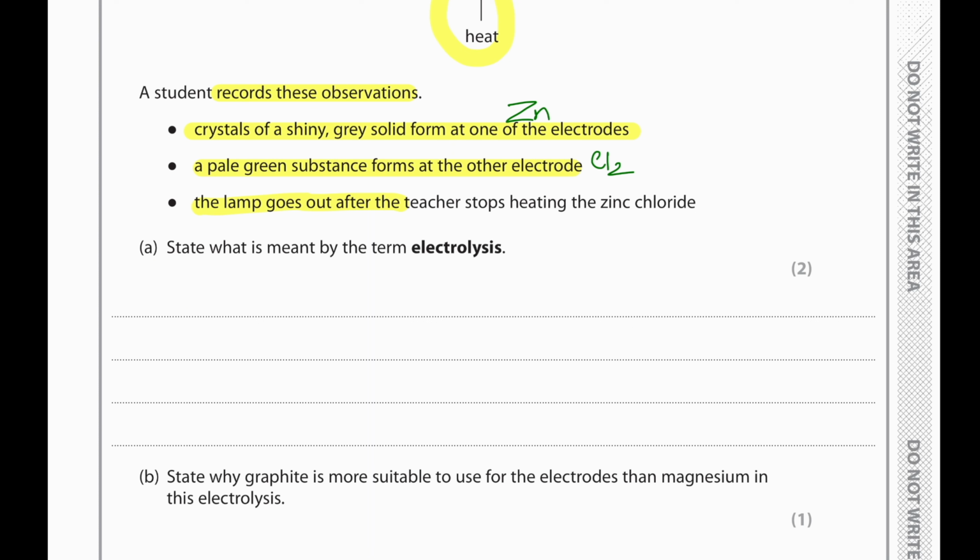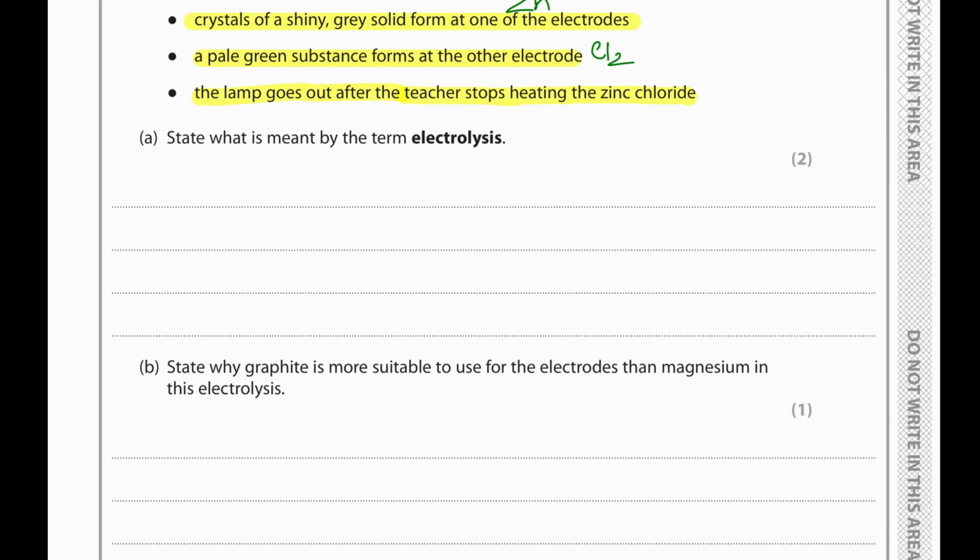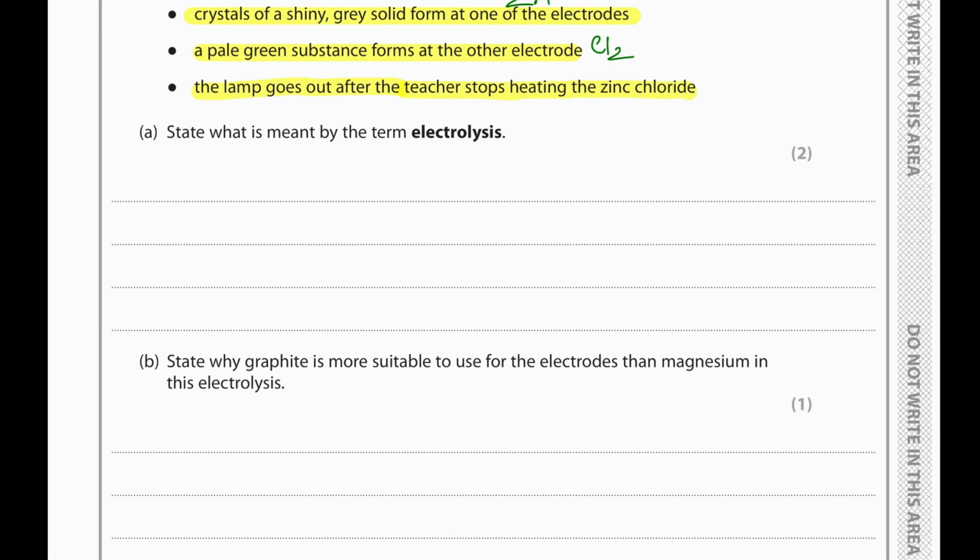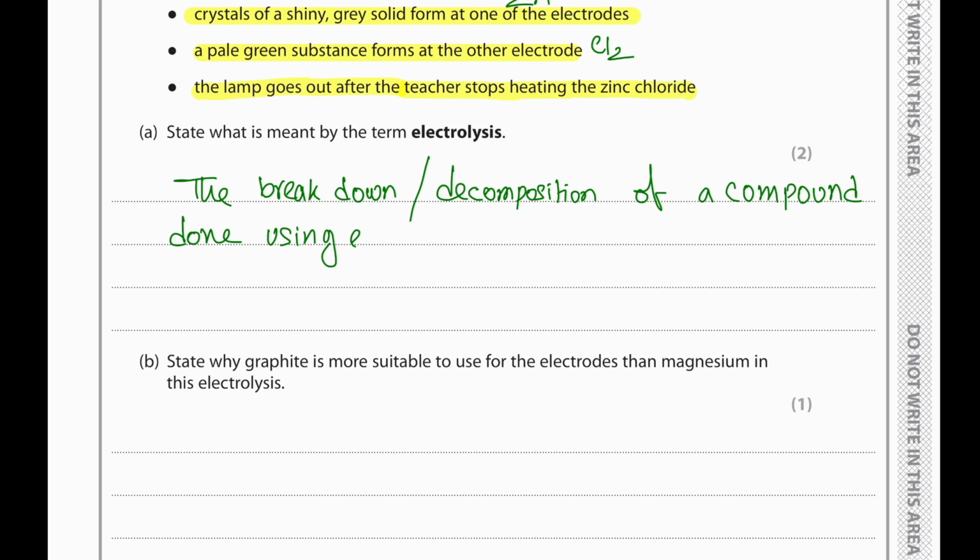The lamp goes out after the teacher stops heating. So solid zinc chloride does not have mobile ions to carry out electrolysis. Now, state what is meant by the term electrolysis. The word electro means electricity and lysis means to break down. So the full form of this would be the decomposition of a compound, or breakdown of a compound, that is done using electricity. Guys, that will be 2 marks. The words using electricity have 1 mark.